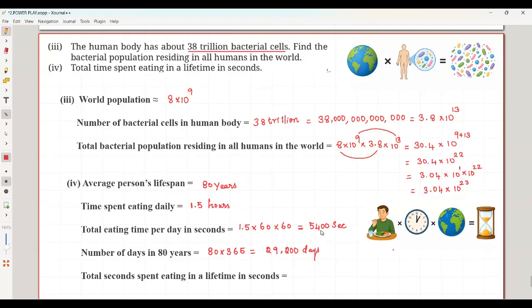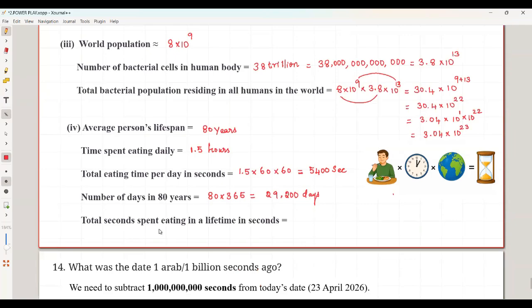For 1 day you are spending 5,400 seconds. Then the total seconds spent in eating in a lifetime in seconds, you have to just multiply 29,200 into 5,400. This is not a dot, this is a comma. Just multiply it and you will get the answer: 15,768 followed by 20, that is the answer.